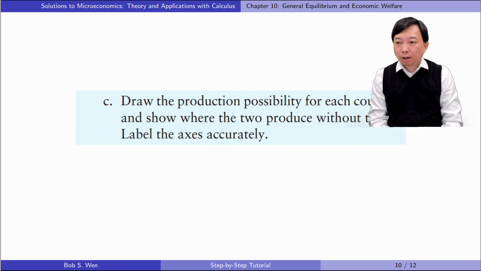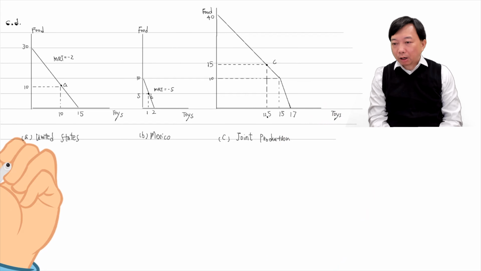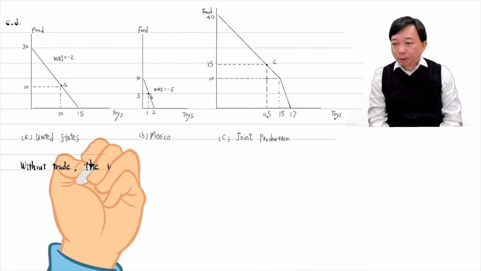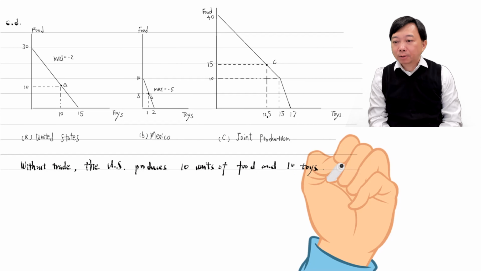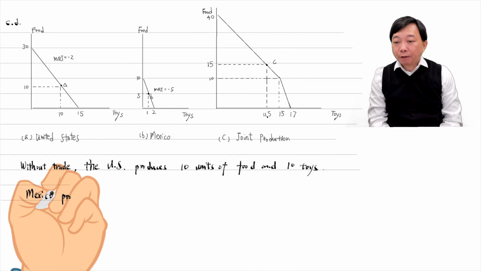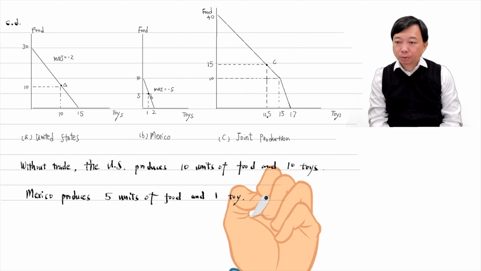In Part C, draw the production possibility frontier for each country and show where the two produce without trade. Label the axes accurately. Without trade, the United States produces 10 units of food and 10 toys, as point A shows. Mexico makes 5 units of food and 1 toy, as point B shows.